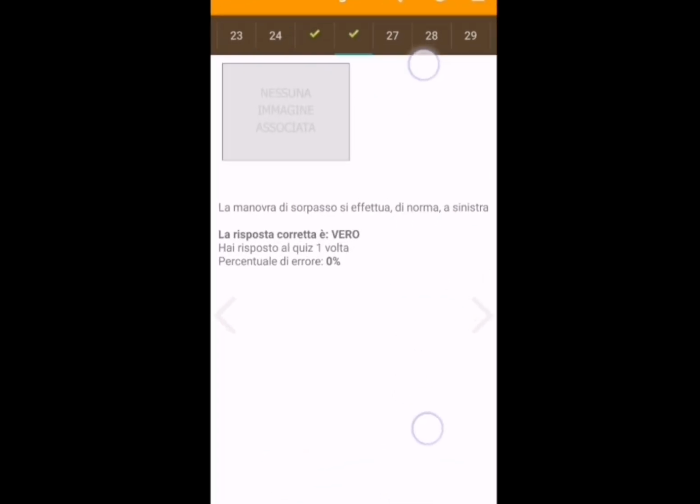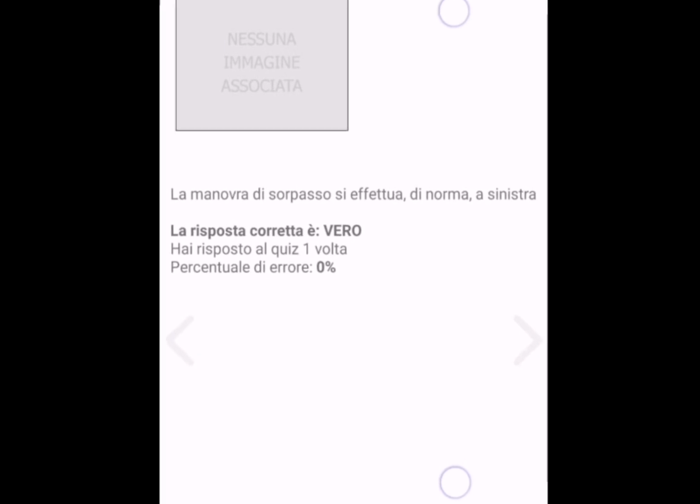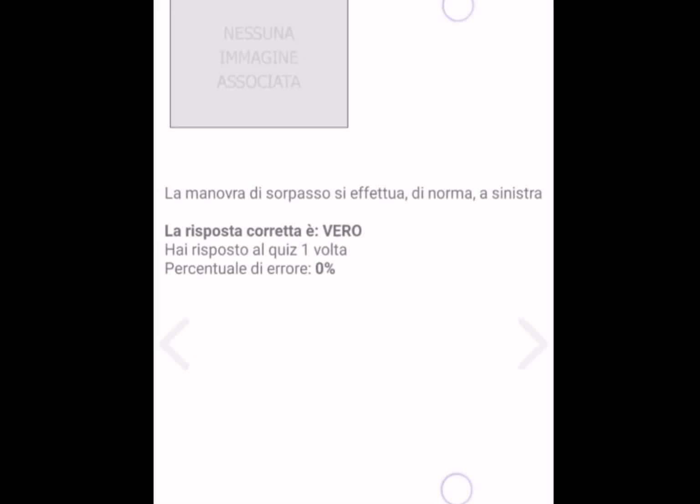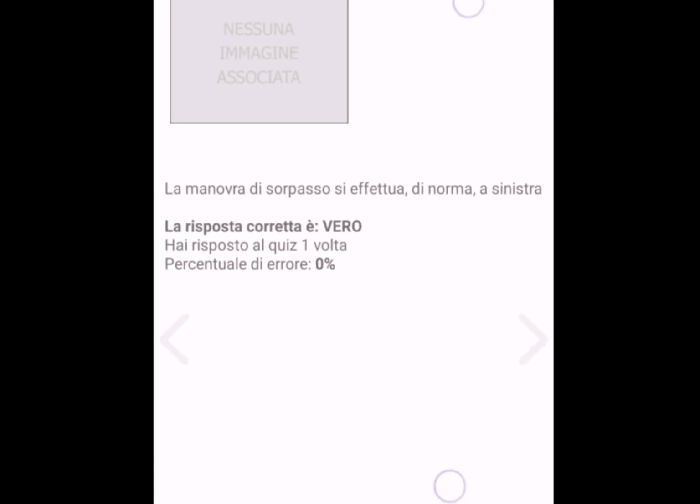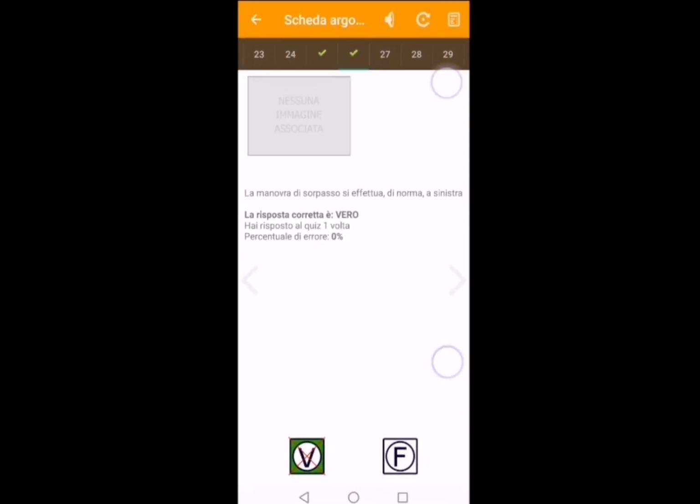All right, so this is another question. "La manovra di sorpasso si effettua di norma a sinistra." Yes, this is true. Normally, overtaking is meant to be done from the left. That is the norm. But in some cases, you can overtake from the right. In 2 cases, I can remember clearly, you can overtake a moving vehicle from the right. It's when the vehicle has already signaled a turn to the left and has already initiated this maneuver. Then you can pass through the right and overtake the vehicle on the right.